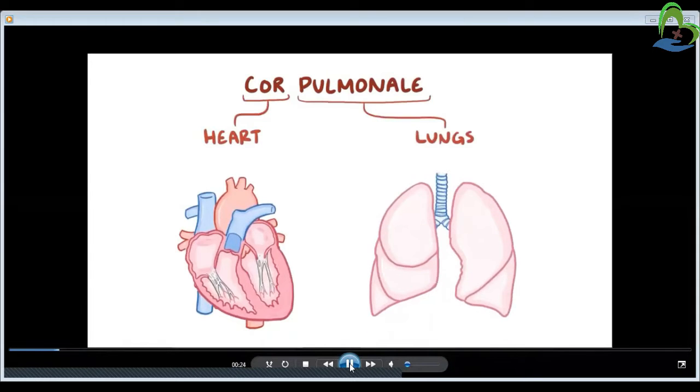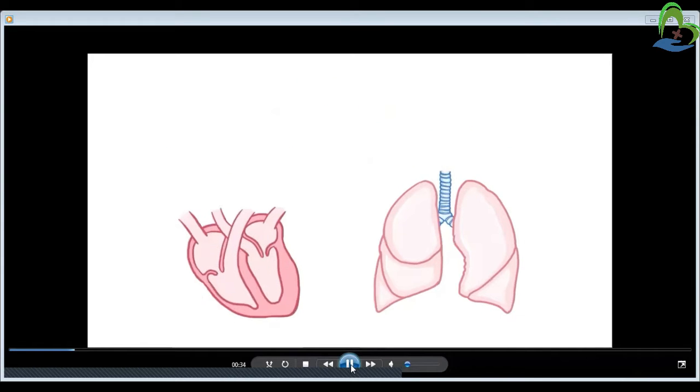Hello everyone. We all are aware that various heart diseases are related to structural and functional disorders. One of them we are going to read today is cor pulmonale. Cor means related to the heart, pulmonale means related to the lungs. So both combined make cor pulmonale. It may be related to lung dysfunction or heart dysfunction. If lung dysfunction is there, definitely it will lead to heart dysfunction, and simultaneously vice versa. So cor pulmonale is related to both of these disorders.